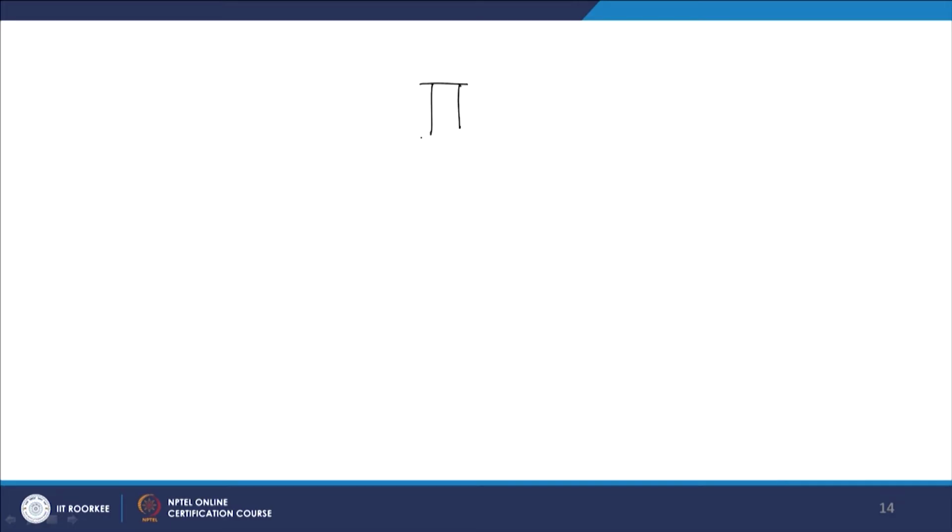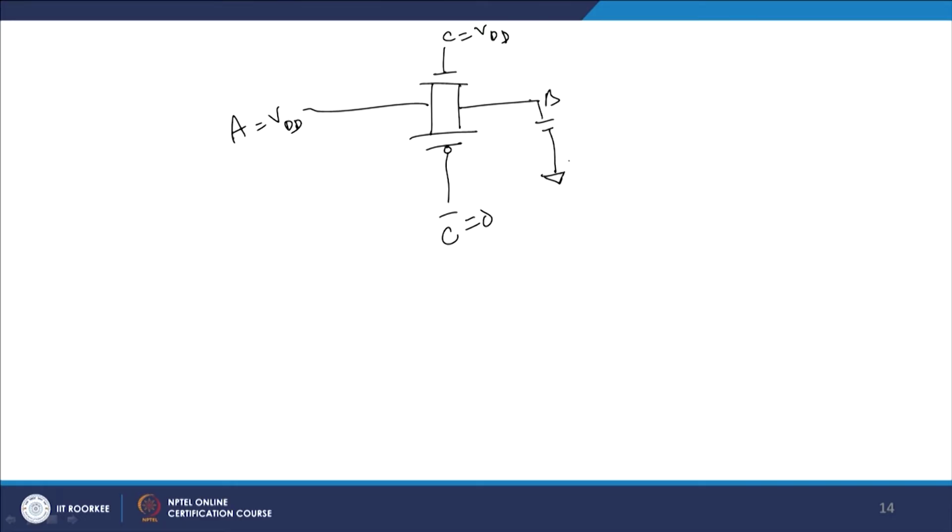Say I have an NMOS and PMOS pair, something like this, and this is C bar equals to 0 and I give C equals to VDD. I have A equals to VDD and therefore B will be initially 0. Suppose I have a CL and this is grounded. Initially it was 0 and everything was off. Now you give C equals to 1 and therefore C bar equals to 0, and therefore B will rise to a value equal to VDD.